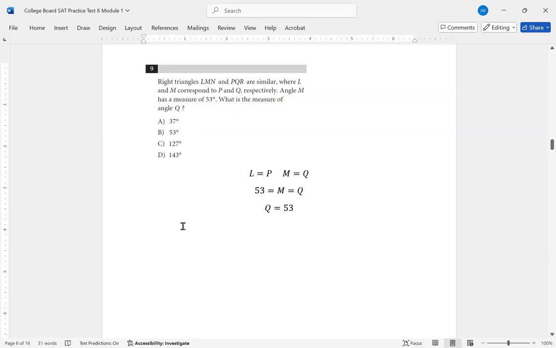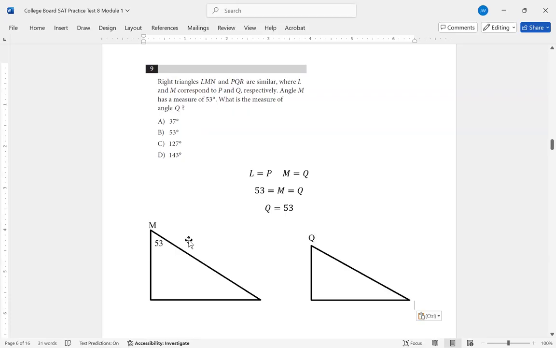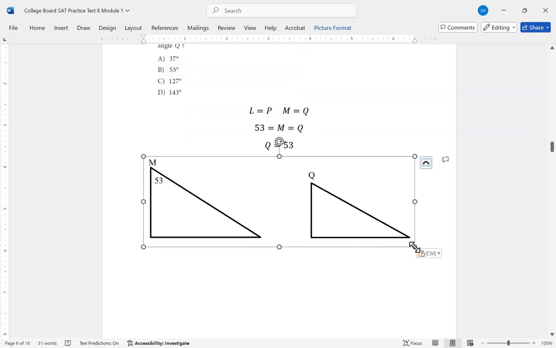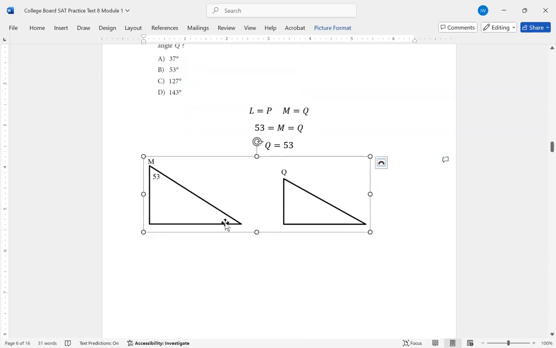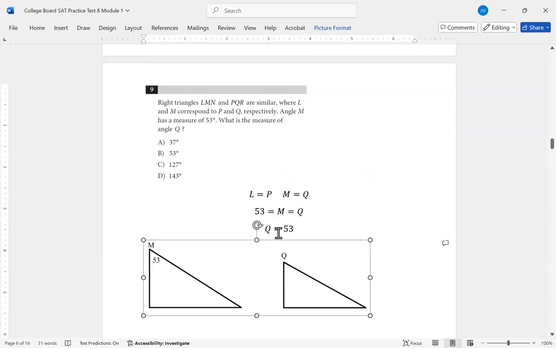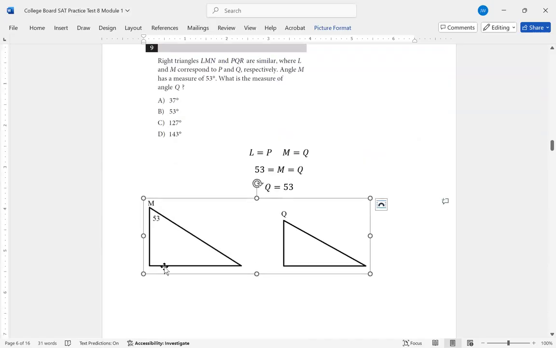Now, if you wanted to, you could also draw a picture. We don't know where the L and the P sit over here, or the L and the N sit in the left-hand triangle. We don't know where the P and the Q, or the P and the R sit in the right-hand triangle, which one's the 90 degrees and which one's the other.